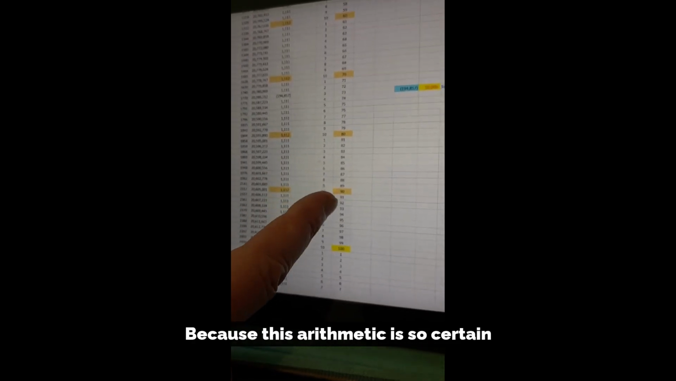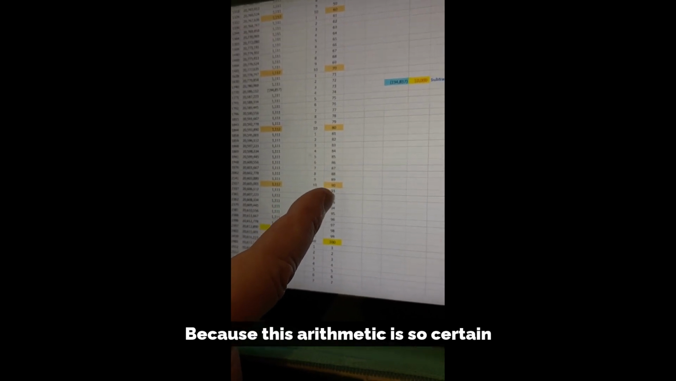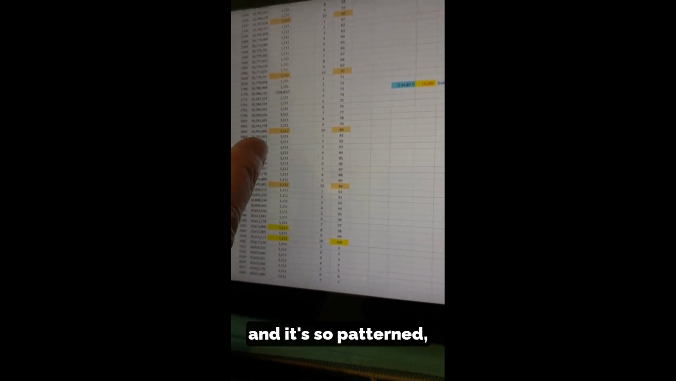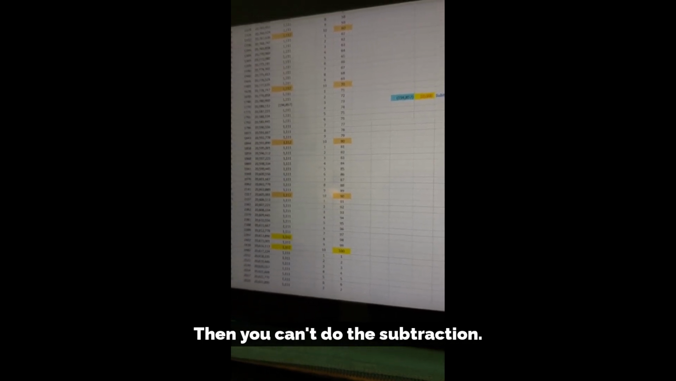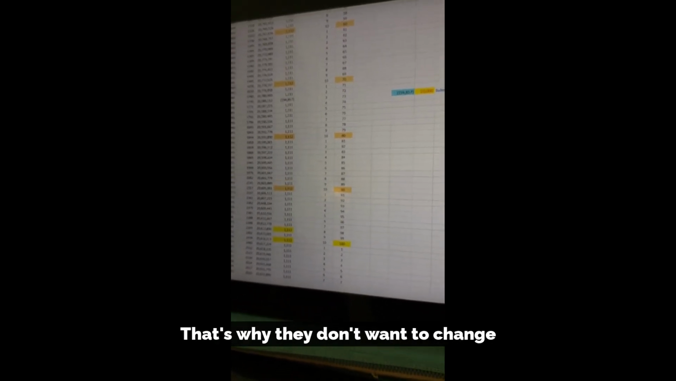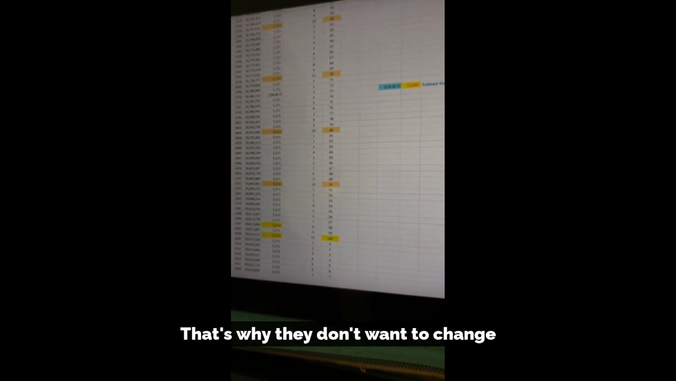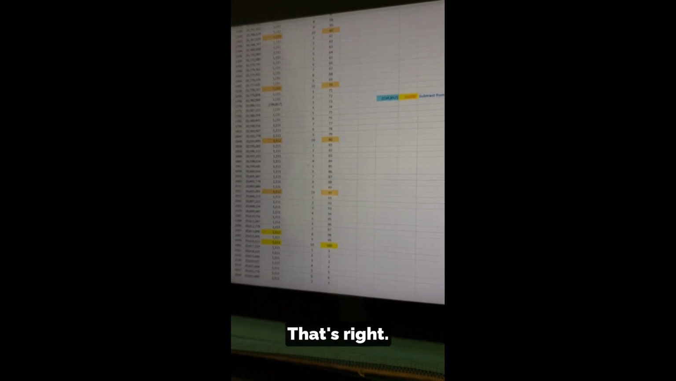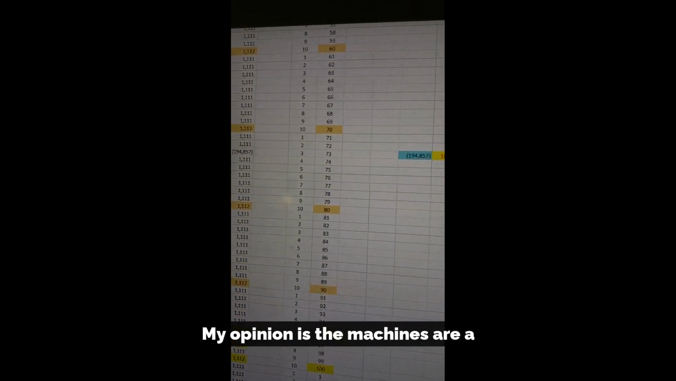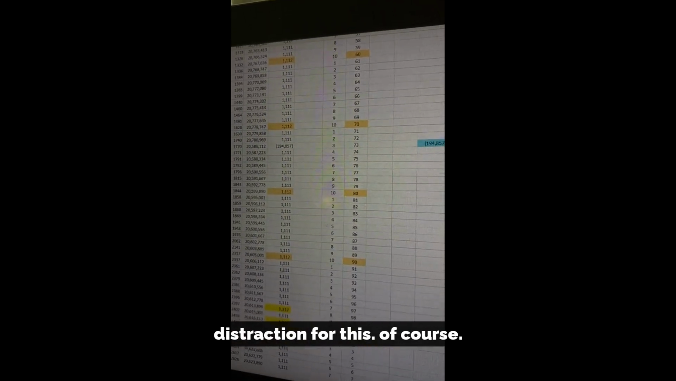That's why you can't clean up the voter rolls, because this arithmetic is so certain and so patterned, you can't remove a voter, then you can't do the subtraction, the whole thing falls apart. That's why they don't want to change from machines to paper ballots. This all would fall apart. That's right. My opinion is the machines are a distraction for this. Right, of course.